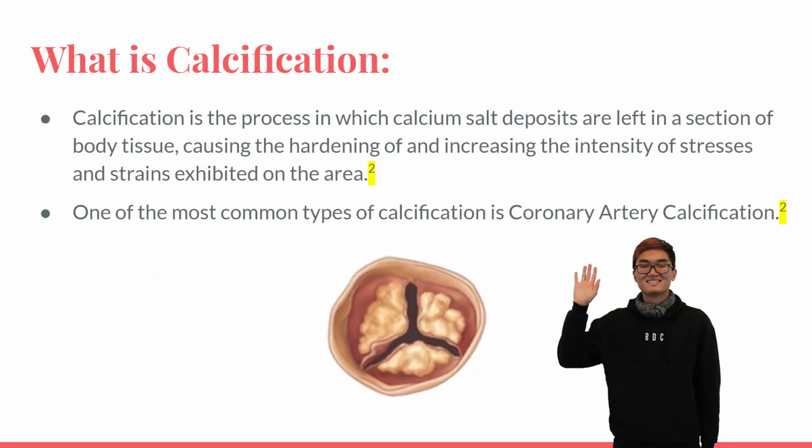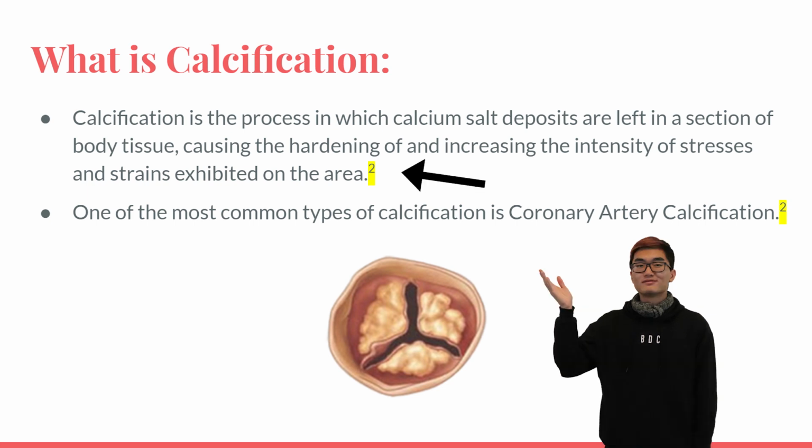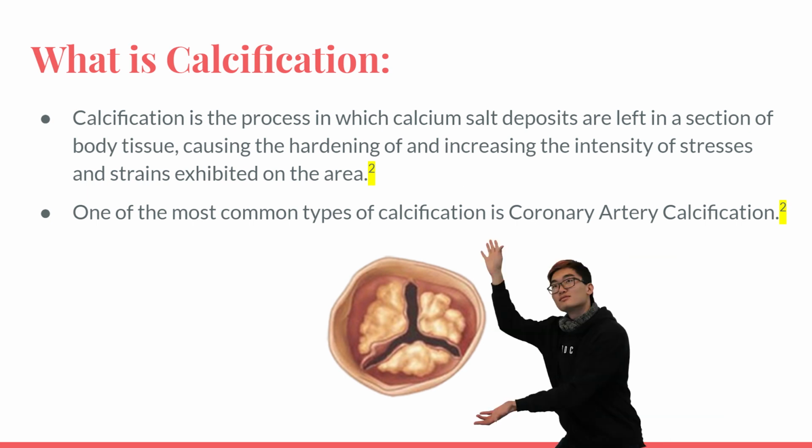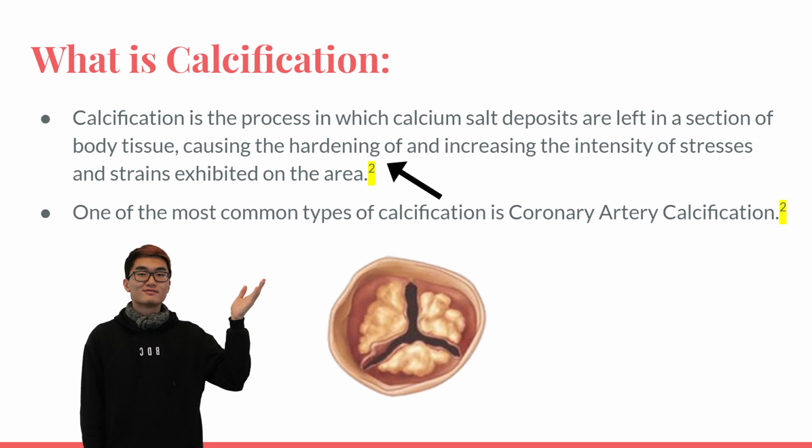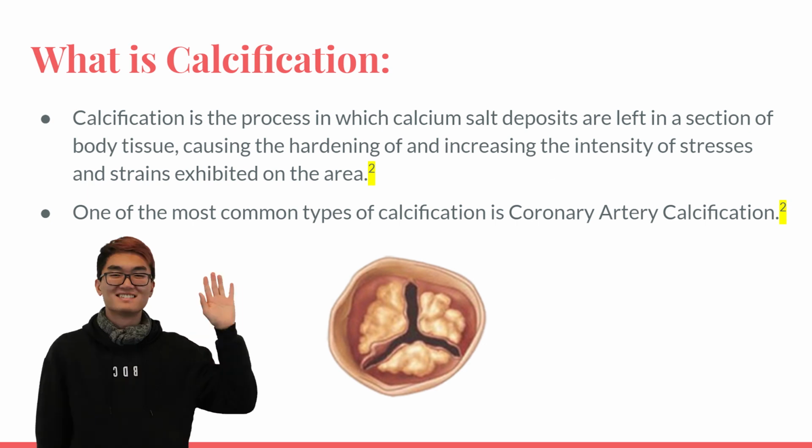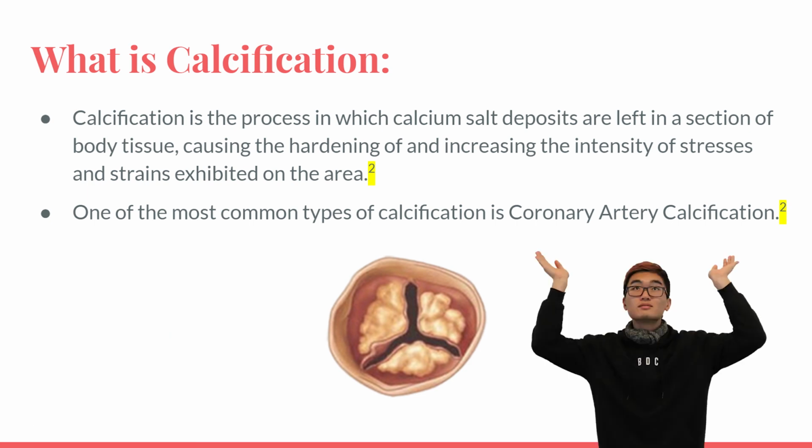Starting off with the important question, what exactly is calcification? Well, looking at the official medical definition of calcification, it's considered the process in which calcium salt deposits are left in a section of body tissue, as seen in the picture depicted below. And this ends up causing the hardening of and increasing the intensity of stresses and strains exhibited in a certain area. One of the most common types of calcification is actually coronary artery calcification, otherwise known as CAC.